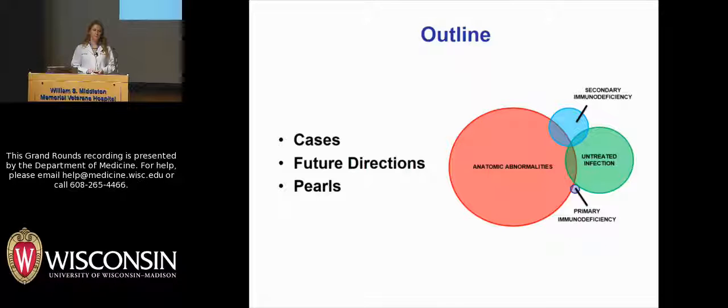This will be a case-based approach. I have 4 cases to discuss to highlight some of the concepts underlying recurrent infections. Then I'll give some future directions and some advancements in looking at the host immune response to pathogens and infection. I'll then end with some pearls on where to look for underlying infections, when to consider immunodeficiency, some red flags.